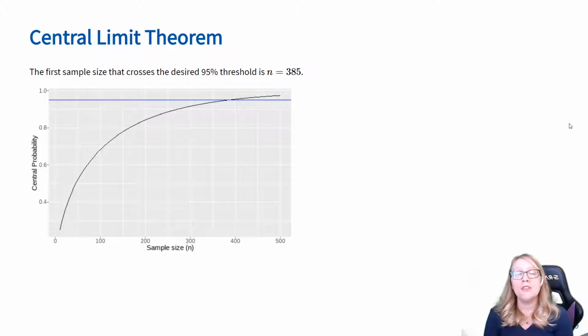If our population has a relatively high variance, then it's going to take a while. It's going to take a lot of information or a lot of samples for that range to really narrow down.